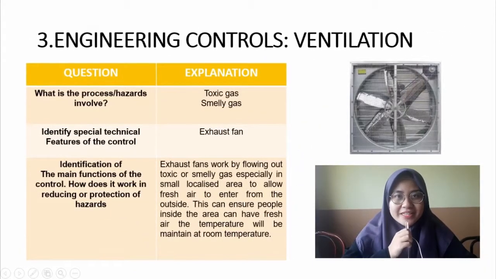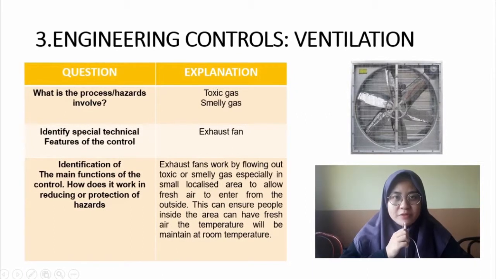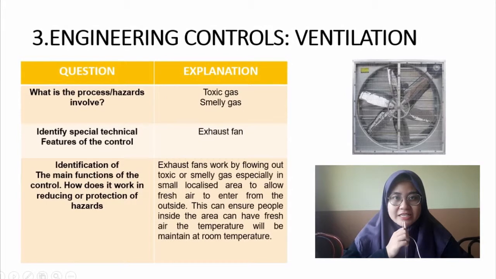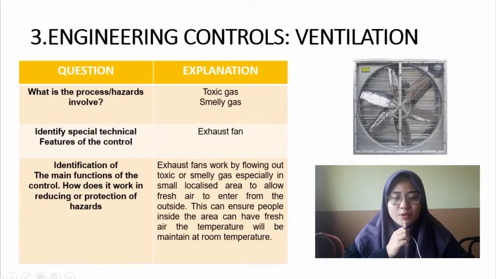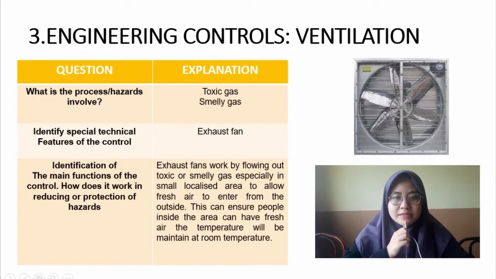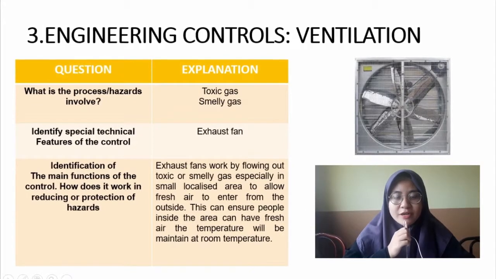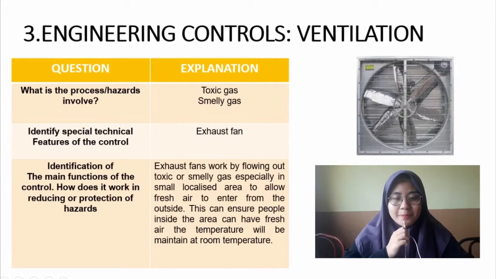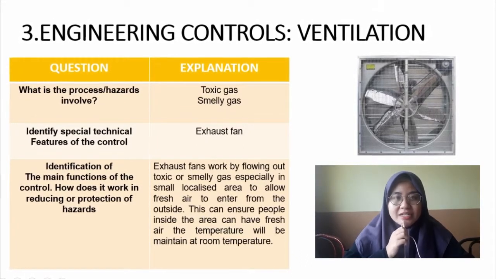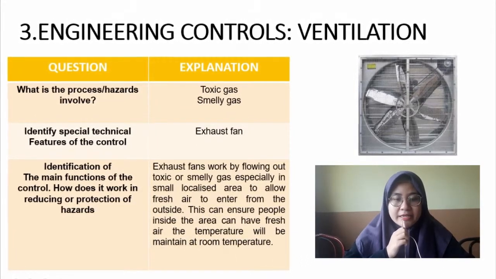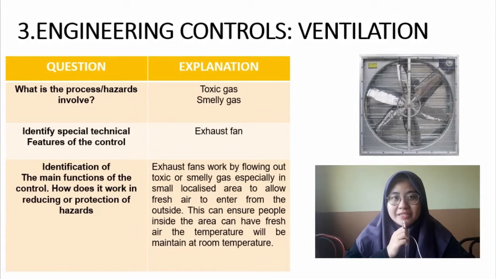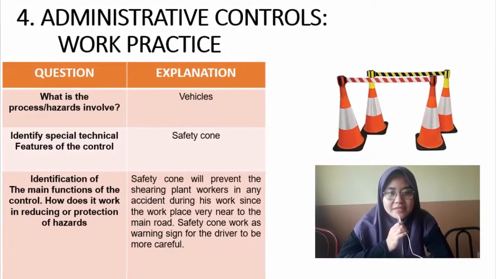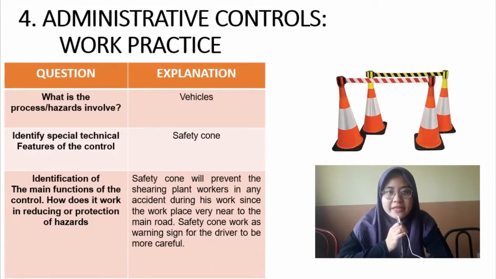Engineering control, ventilation. The hazard involved is toxic and smelly gas. So the control feature is an exhaust fan. The exhaust fan works by flowing out toxic and smelly gas, especially in small localized areas, to allow fresh air to enter from the outside. This can ensure people inside the area get fresh air and the temperature will be maintained at room temperature.